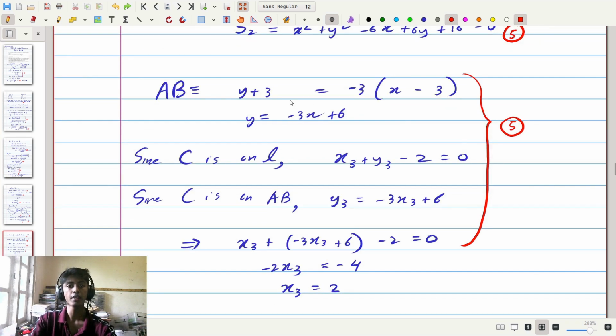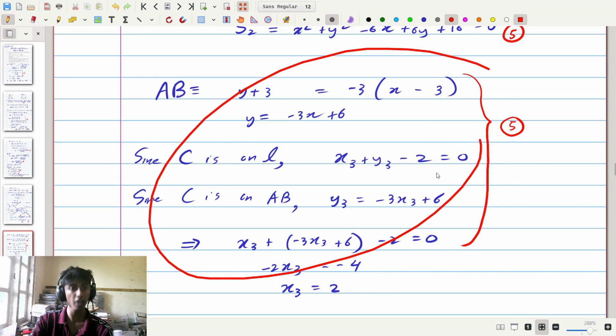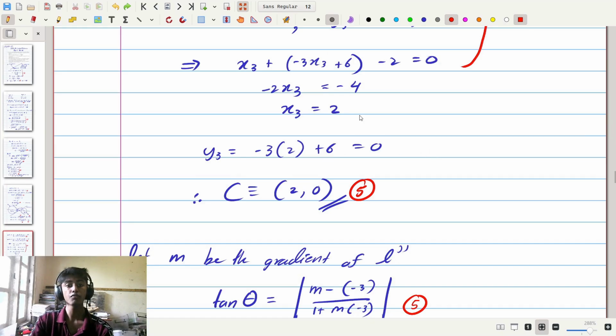Now after that, when you consider AB, draw out its line and then consider the fact that C is on L and AB both at the same time in order to find an equation, simplify and get x equals 2 and then get y equals 0. For getting this bit right here, you get 5 marks. And then later, for getting this bit, you get another 5 marks for finally finding the value of C, which is 2, 0.